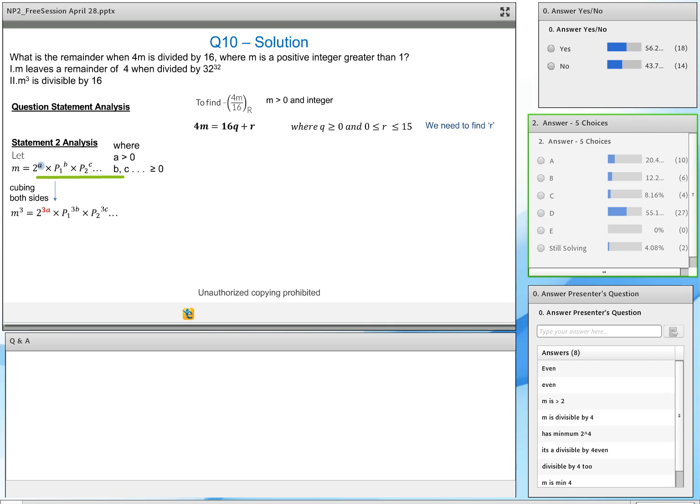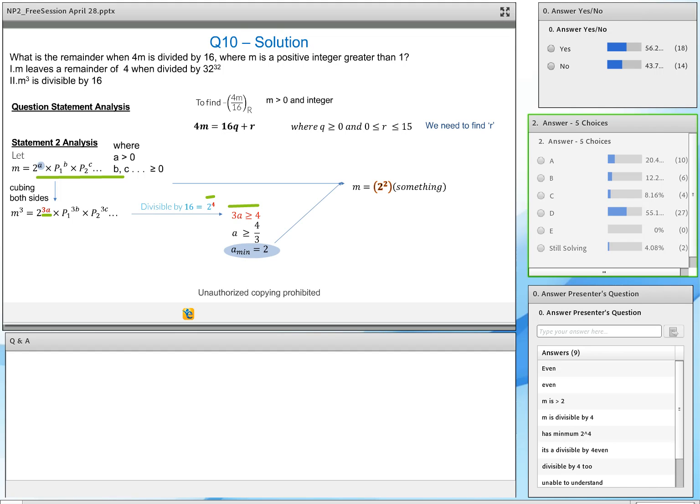Now, because m cube is divisible by 16 and 16 is 2 to the power 4, what I can say is that the power 3a should be greater than or equal to 4. So I'm simply applying this thing over here. 16 is equal to 2 to the power 4, and I got the power 3a over here. So 3a should be at least 4, okay, which means that the minimum value of a is 2.